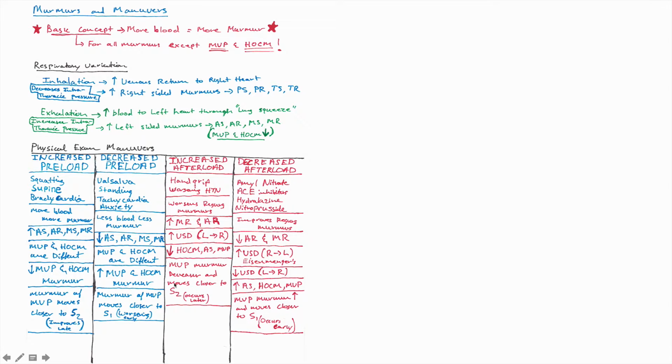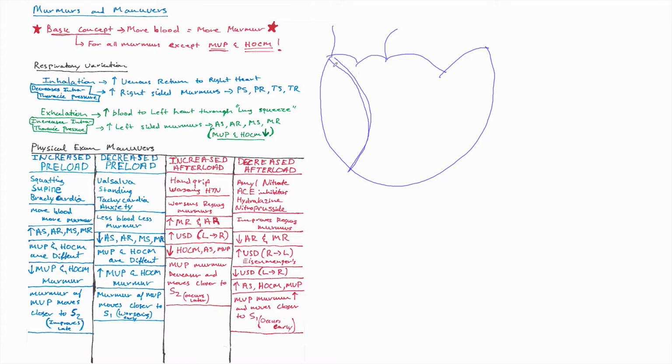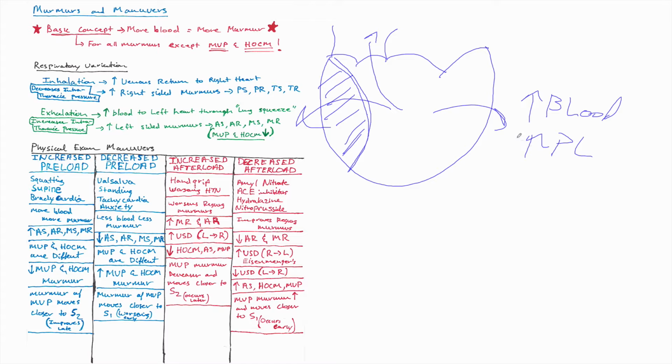Going on from there, HOCM is basically the exact same thing. Remember, we have our ventricle here, our aortic outflow tract, and our mitral valve. With HOCM, let's say we have this big muscular mass just sitting there, and blood has to squeeze through here. As our ventricle size increases with increased blood, so increased preload, this murmur is going to decrease with increased preload, unlike our other murmurs. What's that going to cause?